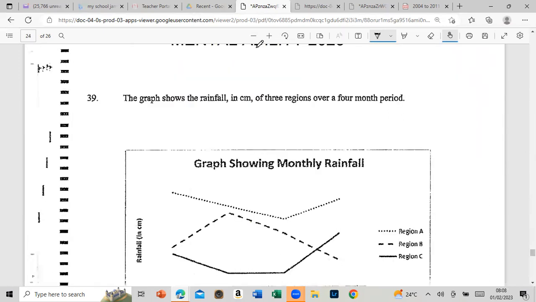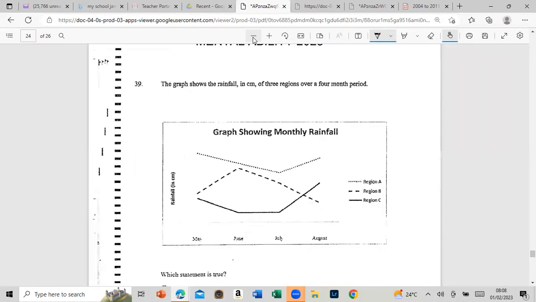Alright, let's move on to 39. That was a good one. I can already see this. So this is May, June, July, August. This is really good though, guys. I'm so sorry about the quality. I should have gone through it better. Next one, I will definitely do that, alright?